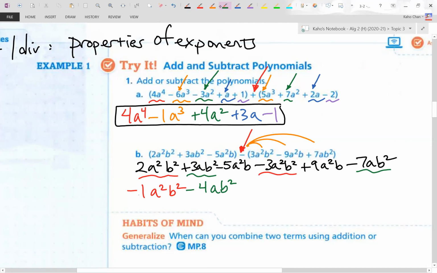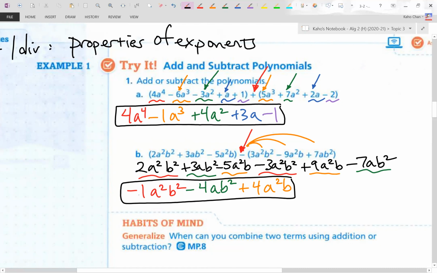Great. One more. Take a look here. A squared b's. Those two are like terms. -5 plus 9 is +4a squared b. Yay. There's your answer. Any questions?